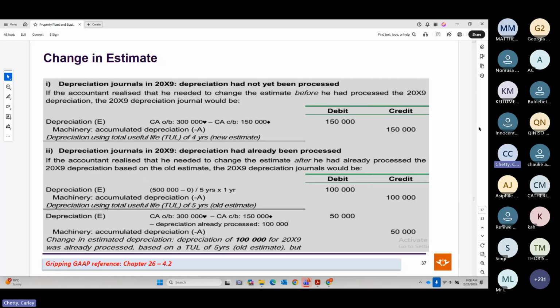So the accountant in part 2, they recorded the depreciation using the old estimate. So they took the 500,000 Rand minus the residual value of 0 divided by the old estimated useful life of 5 years. And they got depreciation of 100,000. So we are debiting depreciation with 100,000, and the accountant then credited the machinery accumulated depreciation with 100,000. So this is based on the old estimates.